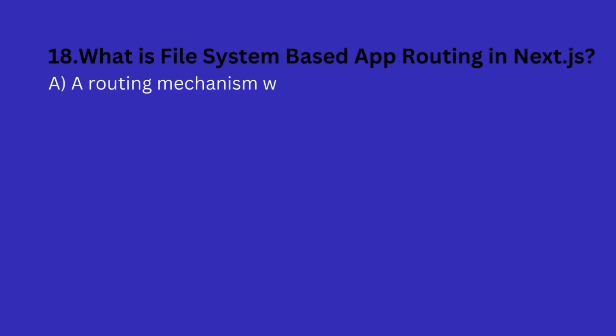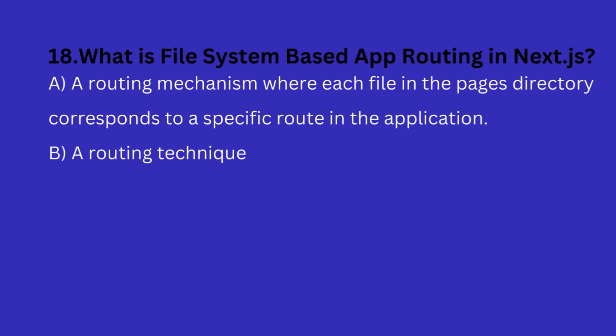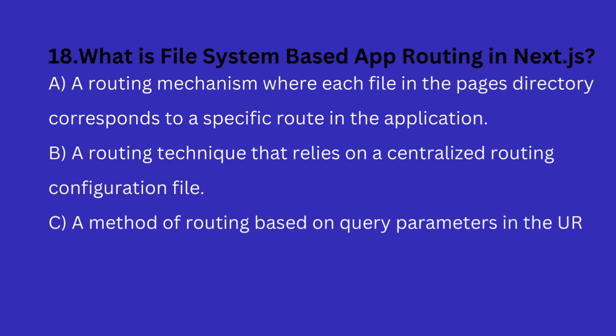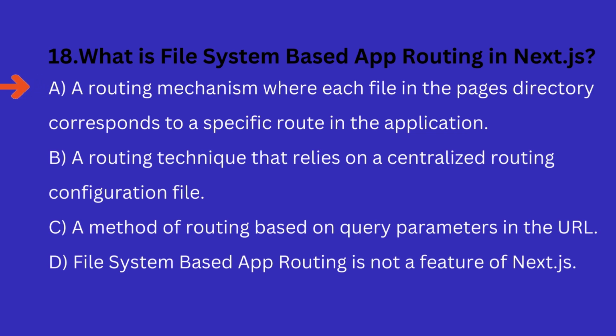18. What is file system-based app routing in Next.js? A. A routing mechanism where each file in the pages directory corresponds to a specific route in the application. B. A routing technique that relies on a centralized routing configuration file. C. A method of routing based on query parameters in the URL. D. File system-based app routing is not a feature of Next.js. Correct answer is option A.